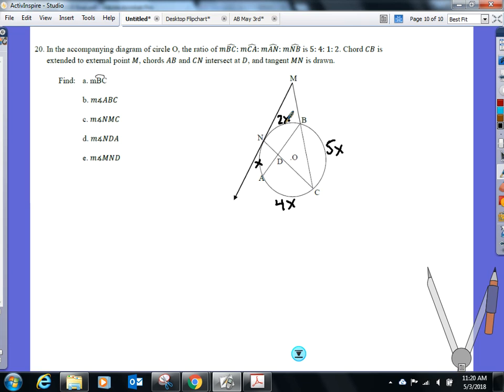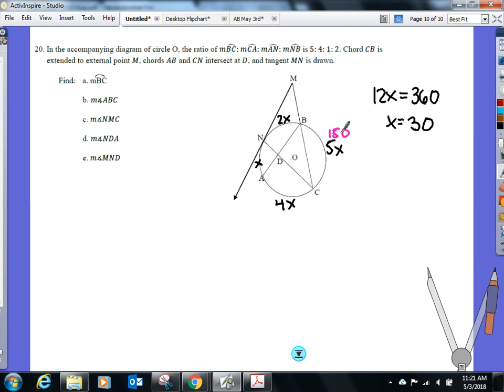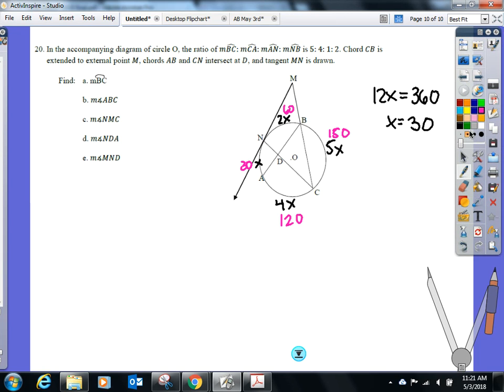So I got 12 of them. 12x equals, be careful, don't put 180, 360. X equals 30. So go back now and figure out all the arcs. BC is 150, AC, NA and NB. We got all the arcs, so we should be pretty powerful now. Part A is already solved. BC, 150, right?